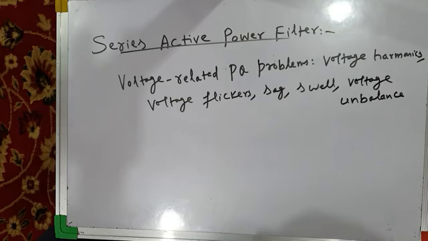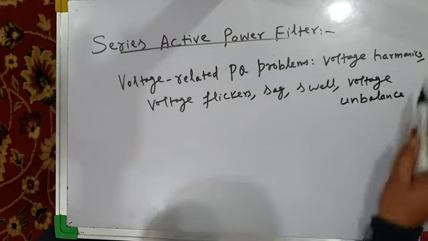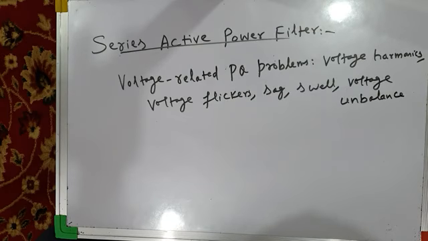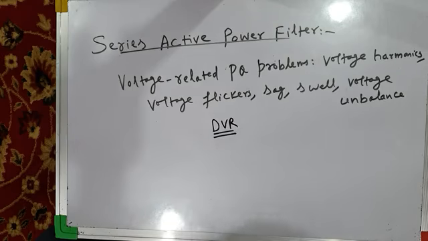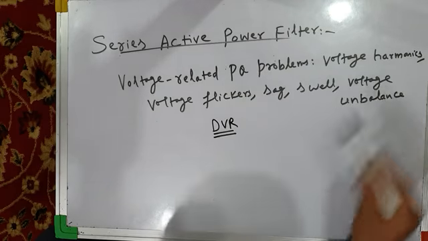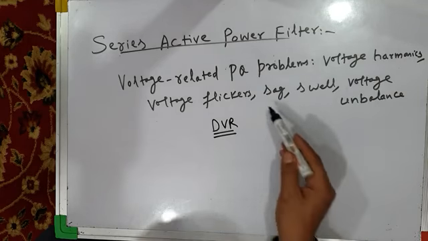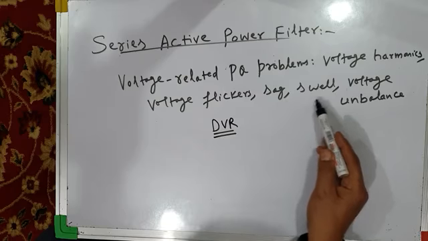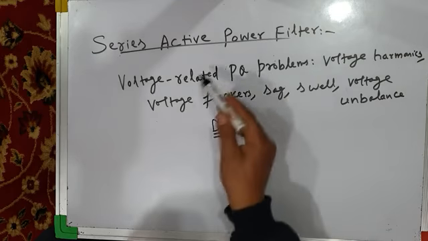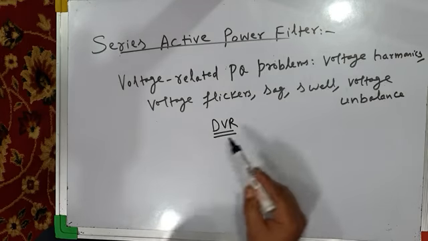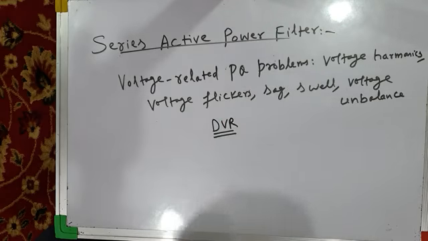We have used one type of custom power device to address all these types of voltage related power quality problems. If you remember, that custom power device was the DVR, dynamic voltage restorer. We have already studied DVR operation and seen how a DVR can compensate for voltage harmonics, voltage sag, voltage swell, voltage flickers, and voltage unbalance. Then what is a series active power filter? If all these problems are addressed by DVR, then what is a series active power filter?